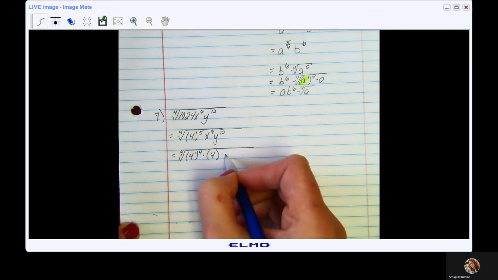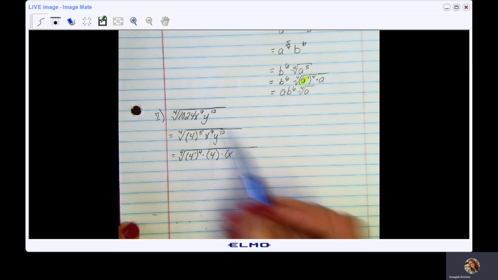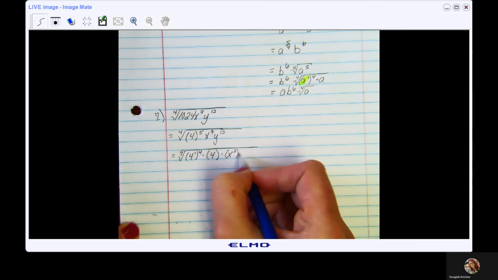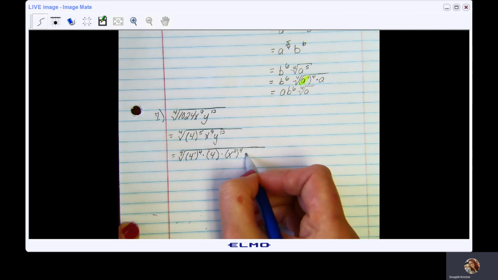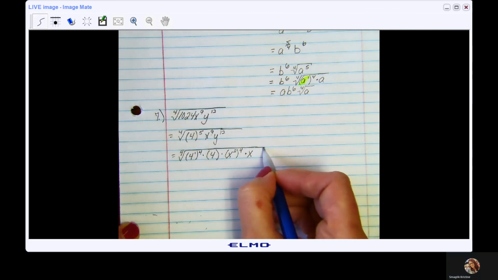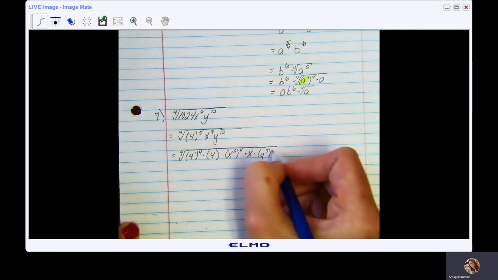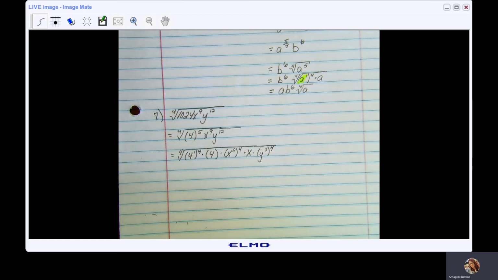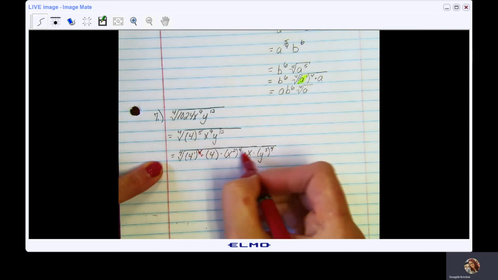X to the 9th. Let's think about it. How many sets of 4 can I get out of 9? Well, 4 can go into 9 2 times. 4 times 2 is 8. And again, there is x to the 8th power. Well, I need 9. So I'm just missing 1. So there it is. Now y to the 12th. 12 divided by 4 is 3. That one's going to come out nice and easy. So y to the 12th is also y to the 3rd raised to the 4th. And now wherever I have these exponents of 4, that index cancels them out.